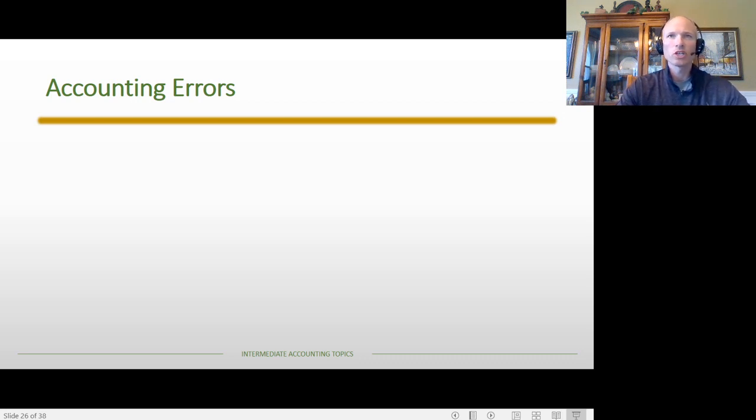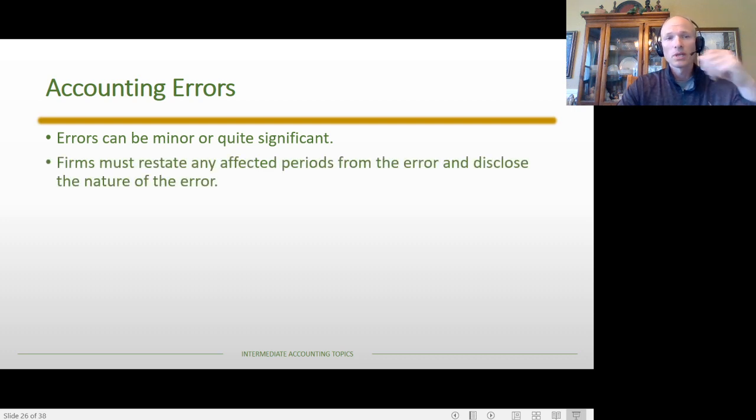So there's going to be a change in accounting principle and a change in accounting error. A combination of those two. There's going to be two different problems, and those are the two types of problems you're responsible for. So errors can be minor or significant. If there is an error, you have to restate all affected periods, all of them, even if they're not presented.